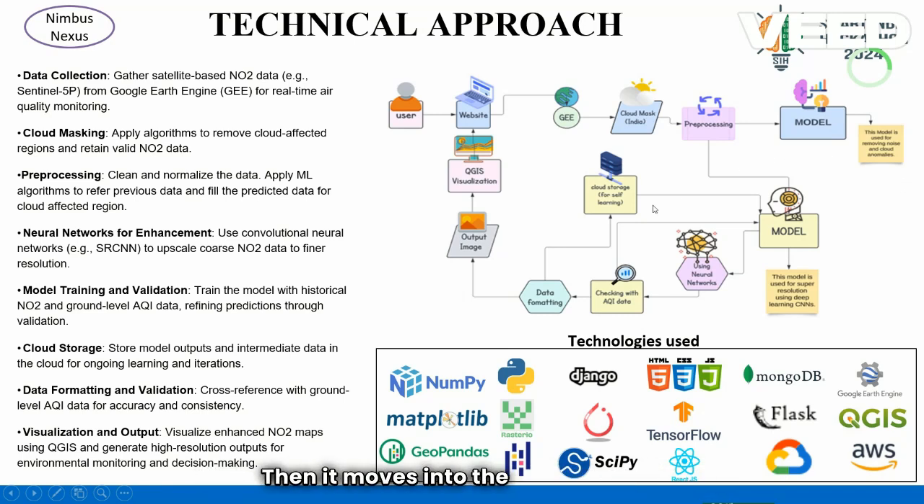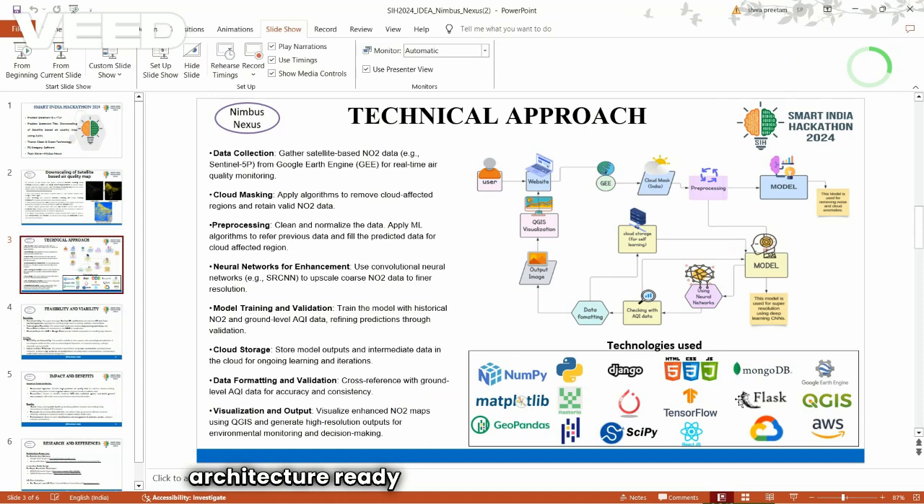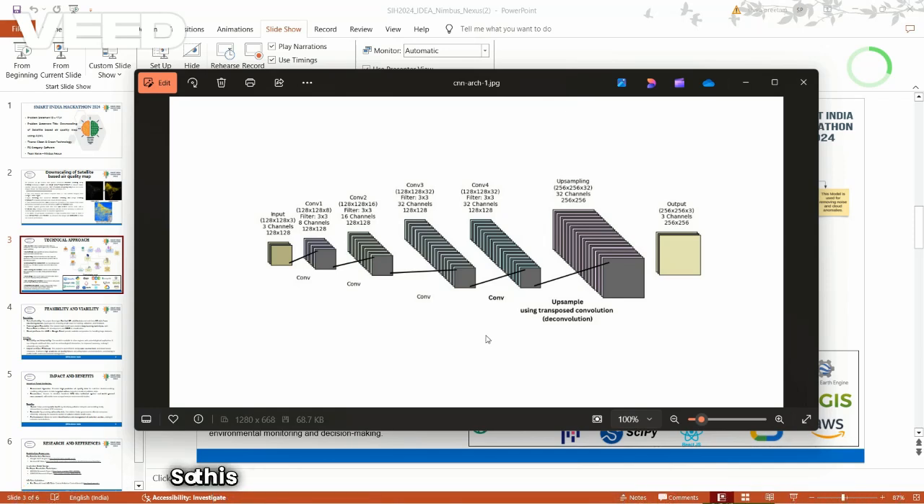Then it moves into the actual model, which will be using neural networks and convolutional neural networks for making the super resolution using deep learning techniques. For this model, we have a CNN architecture ready, on which we are currently working and training the model. So this is the kind of structure that we came up with.